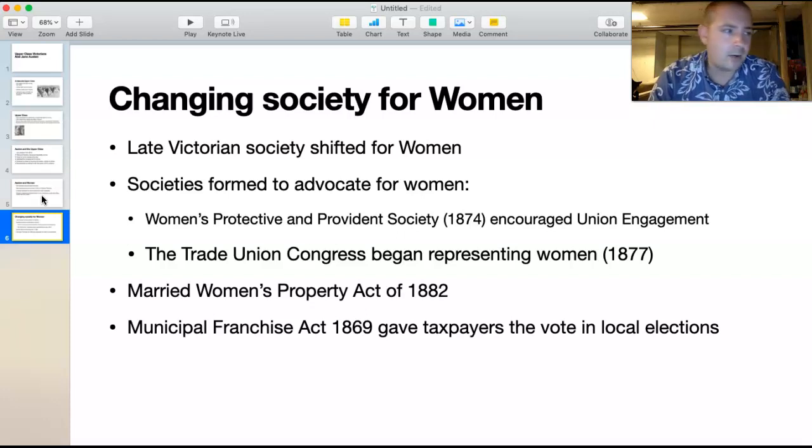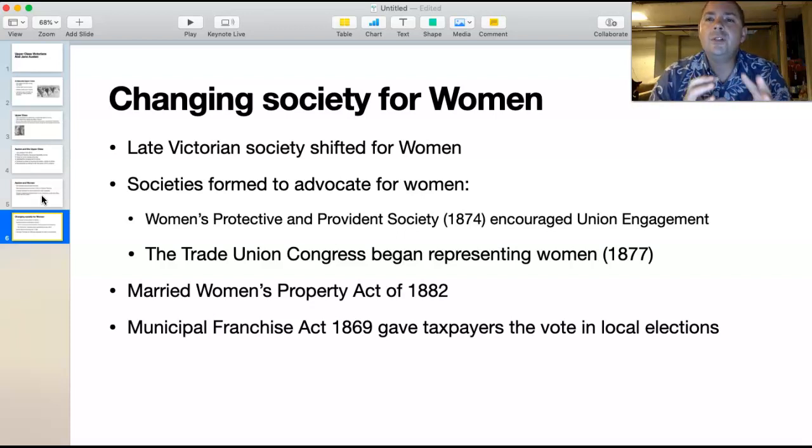So, who is the Trade Union Congress? The Trade Union Congress is a trade union organization, as the name would suggest, where all trade unions are represented. So, if you are a shipbuilder or a crane operator or a miner or a weaver or whatever the case might be, your union is represented by the Trade Union Congress. And they start representing women in the late 1870s. Again, it's shifting to more focus towards women.